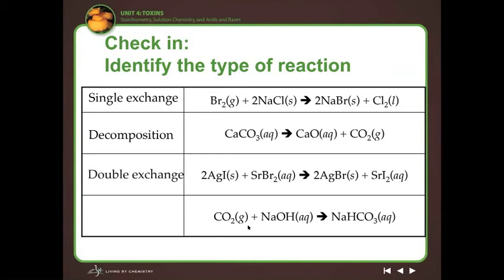And here we've got carbon dioxide plus sodium hydroxide to form sodium bicarbonate. Hey, there's only one product. These things come together to form one thing. They're combining. This is either a combination or synthesis reaction. All right.